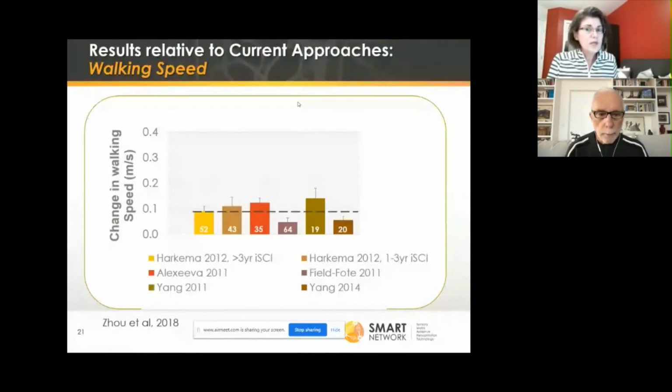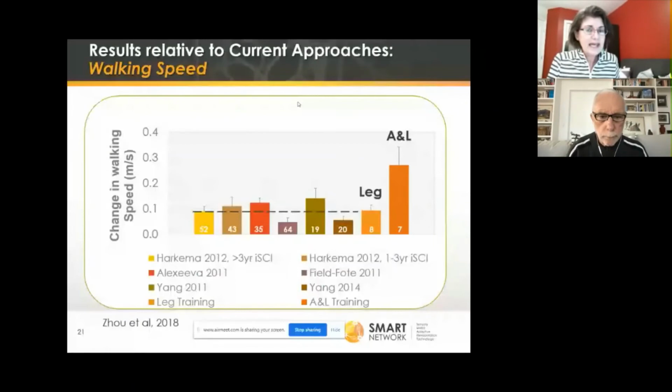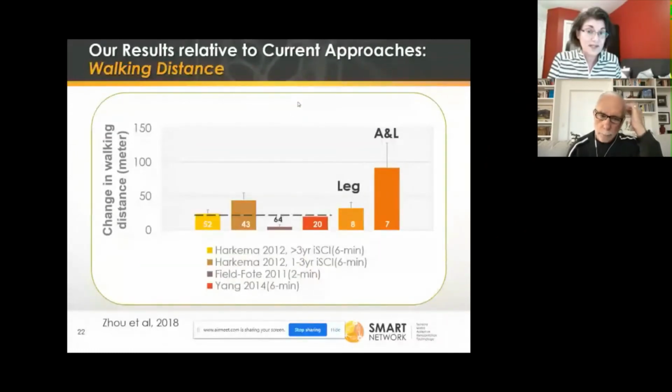And what's intriguing to see is that leg cycling training in our study was able to improve walking speed to a similar extent to that seen with gait-specific training paradigms. But arm and leg cycling can improve walking speed at least 2 times more. We see similar comparisons here for walking distance. So there are 2 takeaway points to note here. Cycling training translates to improvements in walking, and importantly, simultaneous arm and leg cycling results in twice the improvements in walking ability.